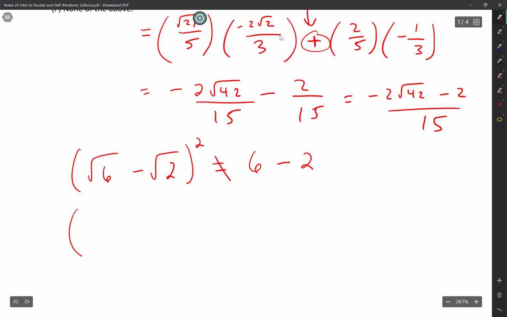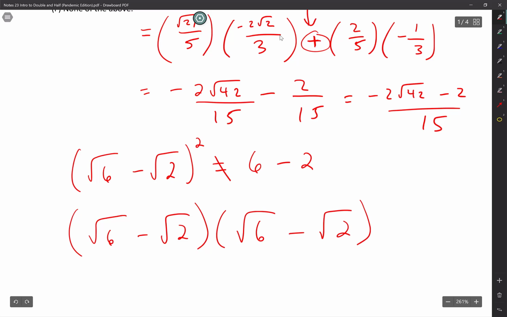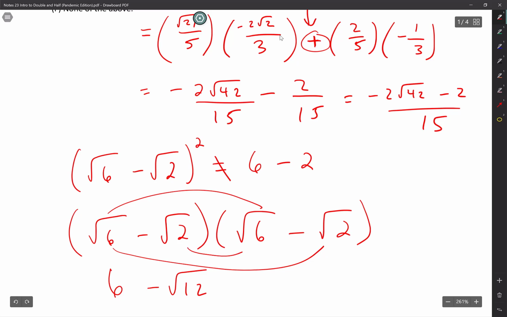When you square something that is a binomial, you have two terms. What you must do is do it again and do something called FOIL. That is a 6 there. Then that times that is going to be a minus square root of 12, which can be broken down, but we're going to leave it like that. Then another square root of 12, and then plus 2. So that's what it really is.